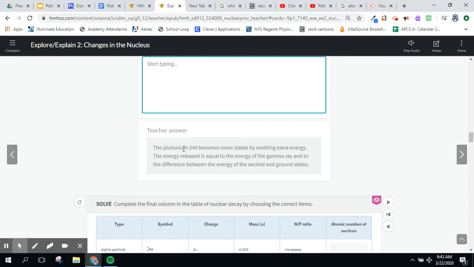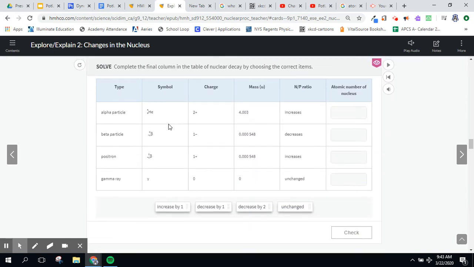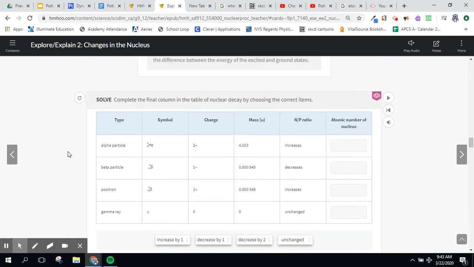Okay. This is the chart that I really want you to pay attention to. If you can understand this and if you get it all right, then that's great. So you should really try this on your own before you just look at the solutions of what's going on. So what we want to figure out is the types of emission, and then what's happening to the ratio of neutrons to protons, and then the atomic number, which is the number of protons.